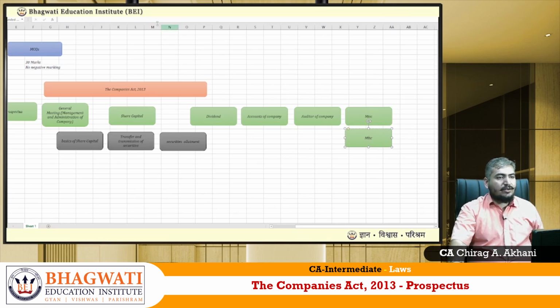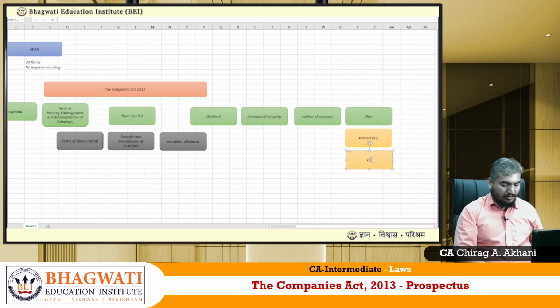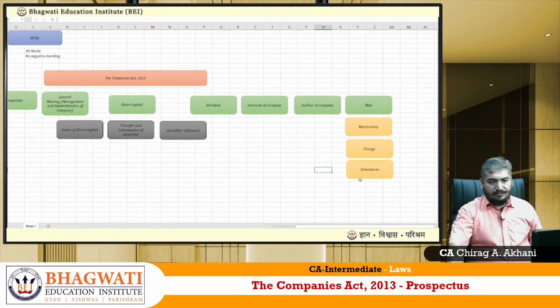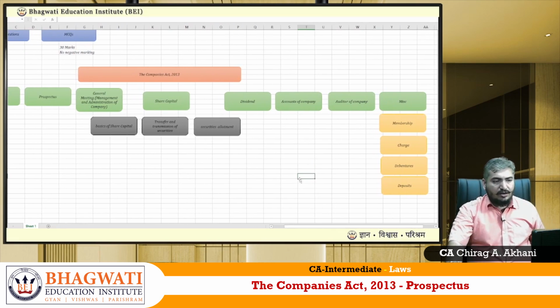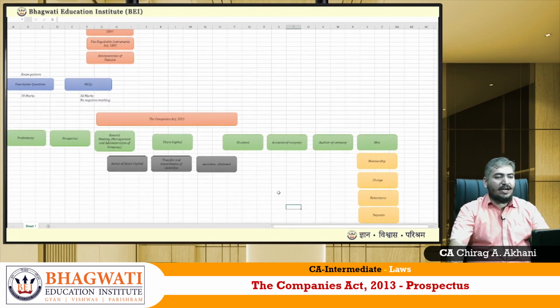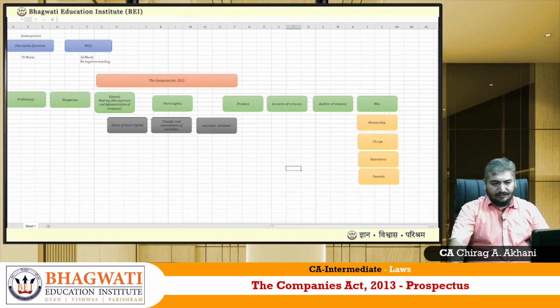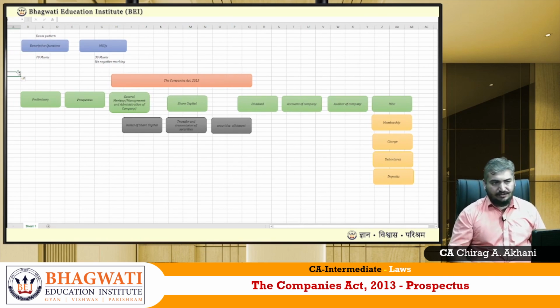Yeah, here. So the first miscellaneous chapter we have is membership of the company. After membership, we are going to face one more important chapter called charge. After charge we have your favorite, debentures. After debentures we have deposits. And once we are clear with all these topics, I can announce that your entire Companies Act 2013, as far as the CA Inter is concerned, is coming to the end.